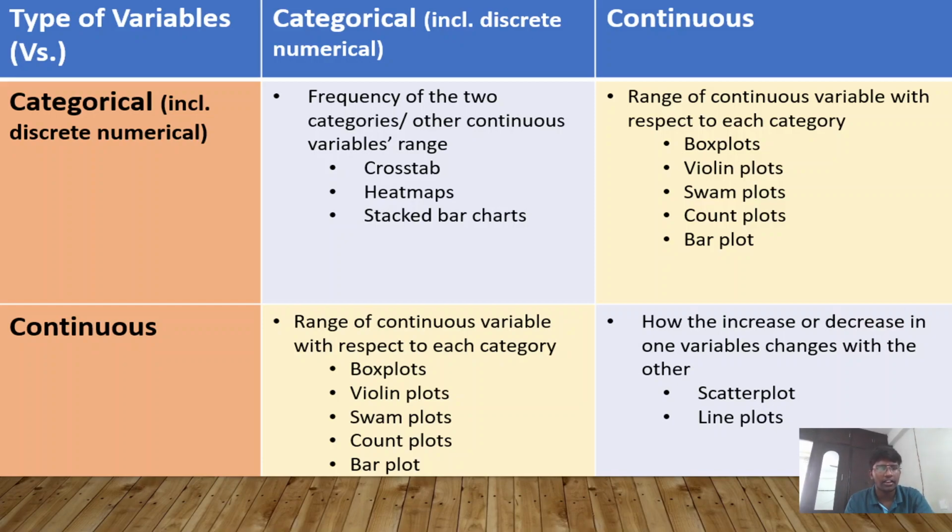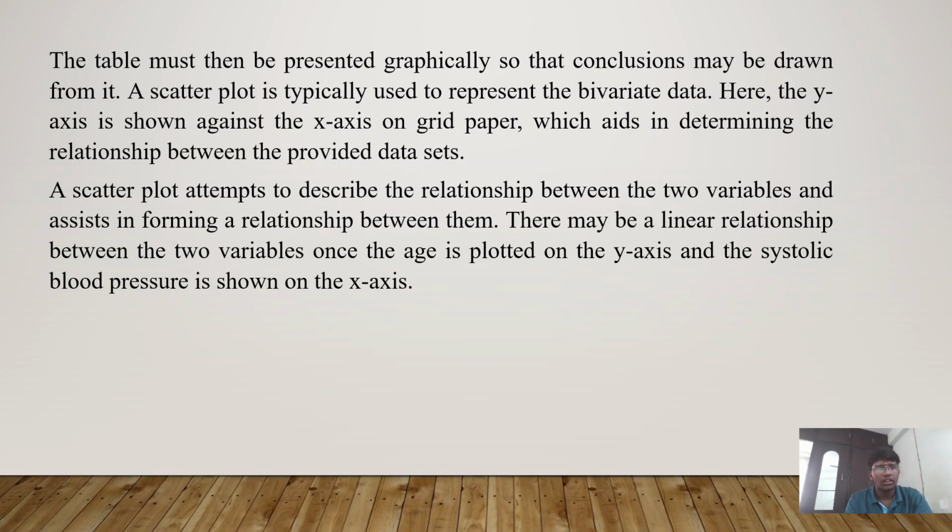And if the relation is continuous and categorical, the range of continuous variable with respect to each category, and we're going to use box plots, violin plots, swarm plots, count plots, bar plots. And if there is a relation between continuous to continuous, this may increase or decrease as one variable changes with the other. We use scatter plots and line plots. After doing the relations in the table, graphical representation is more helpful, or it helps us to recognize the relation. And we're going to use mostly scatter plot to represent the bivariate data. Here we use the y-axis, which is shown against the x-axis on the grid plane, which aids in determining the relation between the provided data sets.